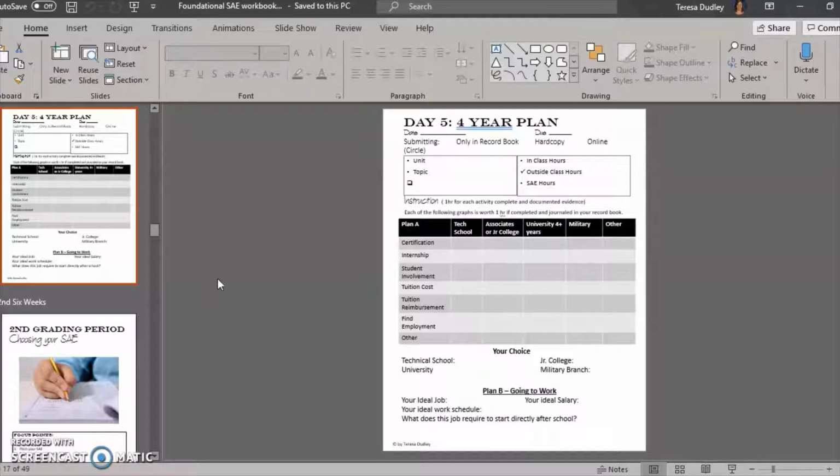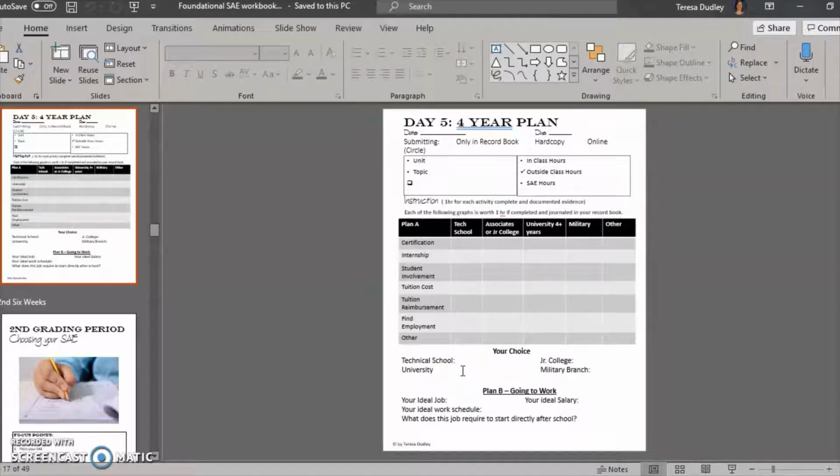You could have them journal that on a separate piece of paper in paragraph form if you really wanted to see their thoughts on this. But plan A is basically their thoughts about what they want to really do when they first get out of high school. So this could be going to a technical school, going to a 2-year or junior college, a university, military, or other. And then if they picked a technical school, they would mark all that applies. You could have them research what it would be like for each one and mark all that applies, or details about what each one may or may not offer.